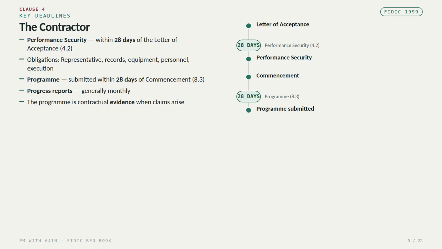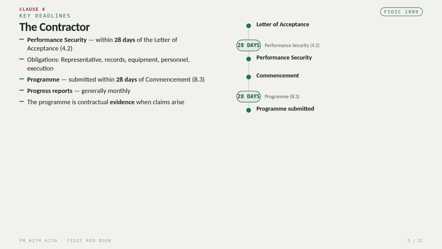Clause 4 establishes the contractor's main responsibilities. One of the key deadlines is the performance security. Under subclause 4.2, the contractor generally provides the performance security within 28 days after receiving the letter of acceptance. The contractor also has obligations relating to the representative, site operations, records, equipment, personnel, and execution of the works.